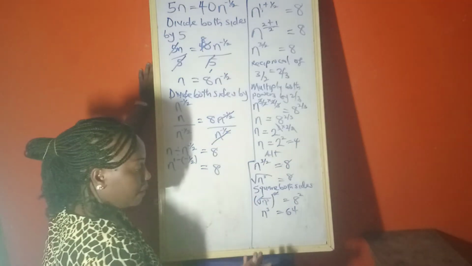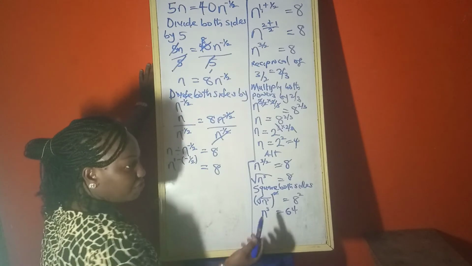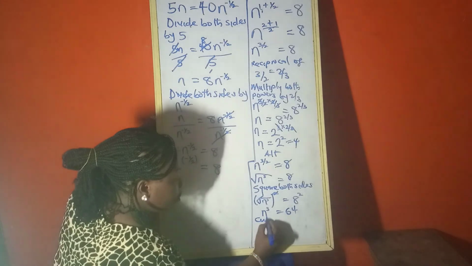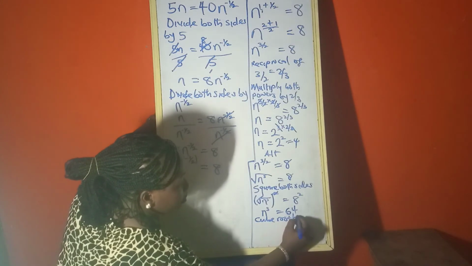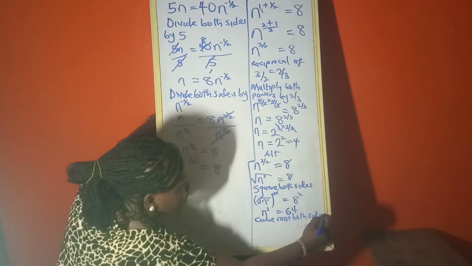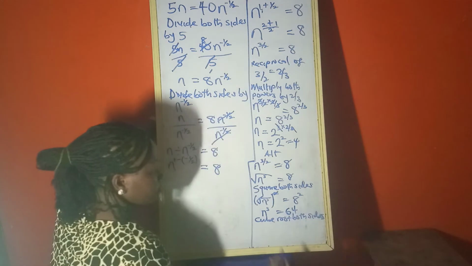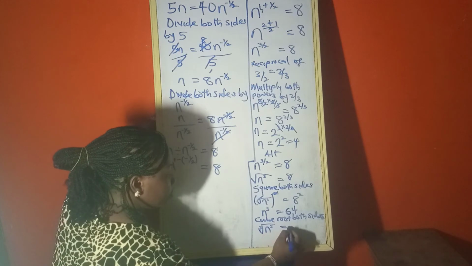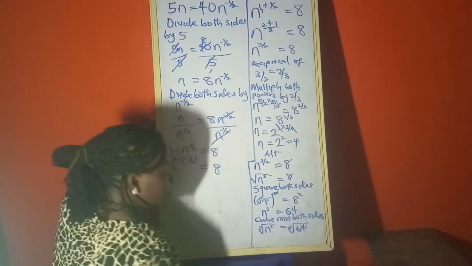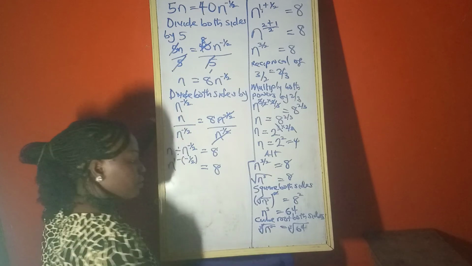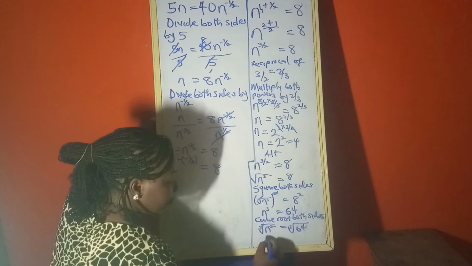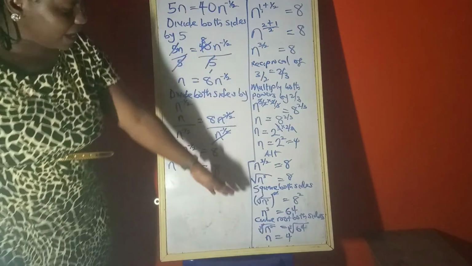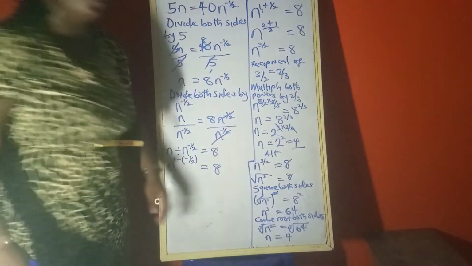How do I get my n? This is a cube. To get rid of the cube, you cube root both sides. Again, you cube root both sides. And so we have the cube root of n cube equals to cube root of 64. So the cube and the cube roots cut out. I have n equals to 4. Okay, so n is 4 here and n is also 4 here.